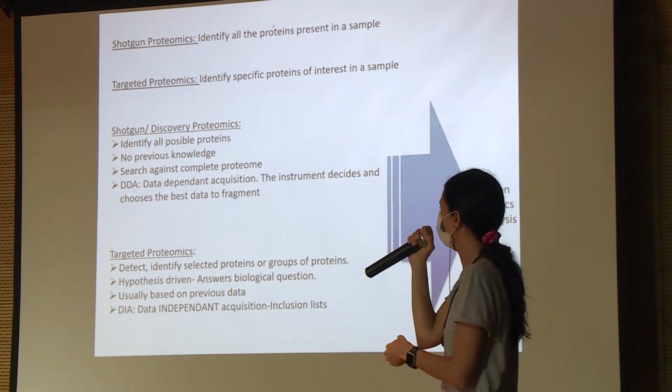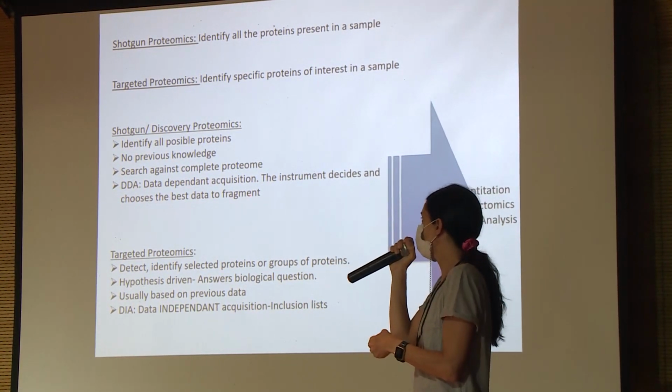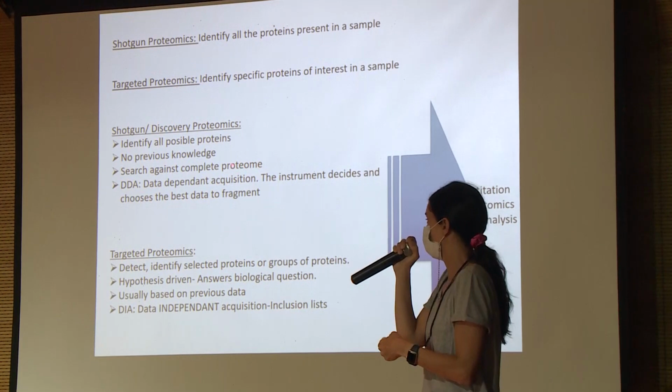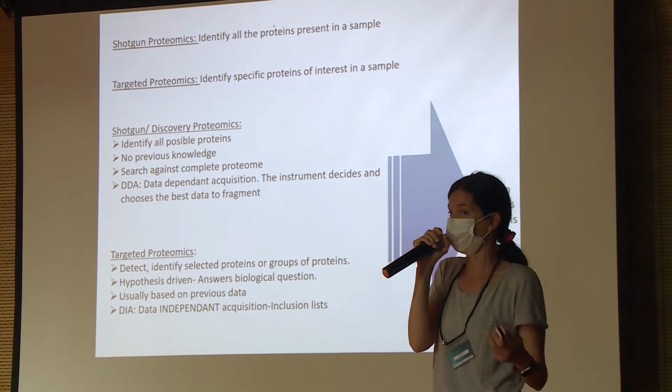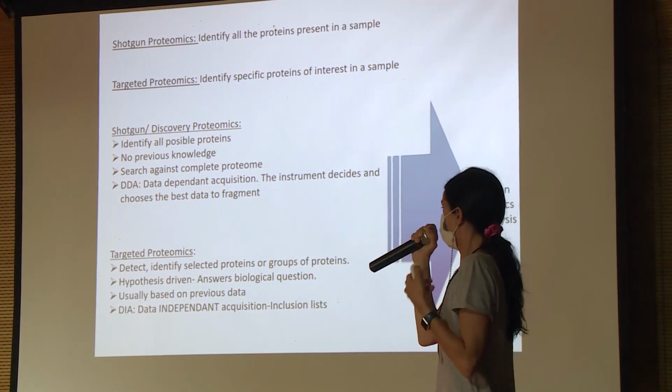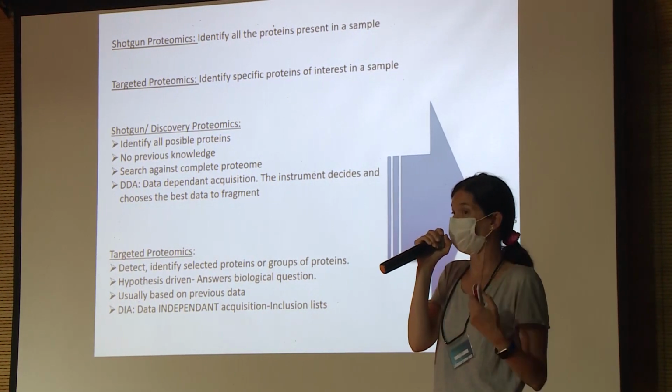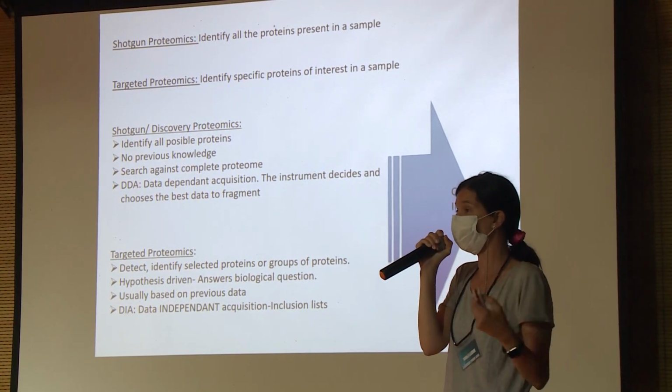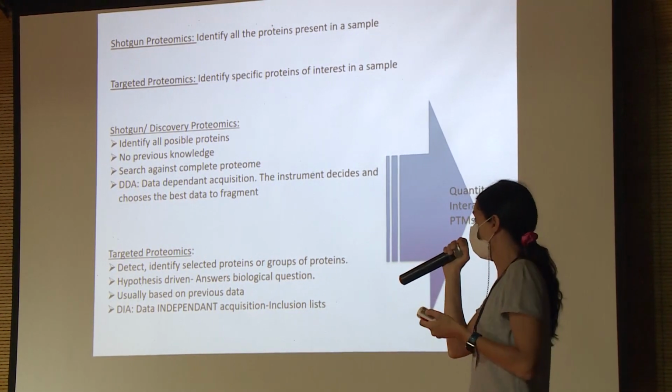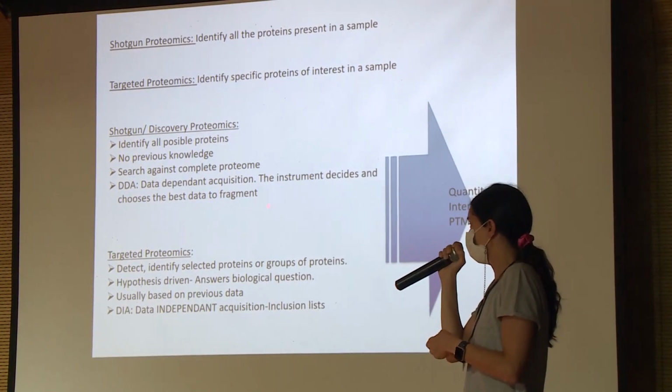That was a question before. So these are data-dependent acquisition methods. In these methods, as I told you at the end of the other talk, the instrument is going to decide and choose what is the best data to fragment.